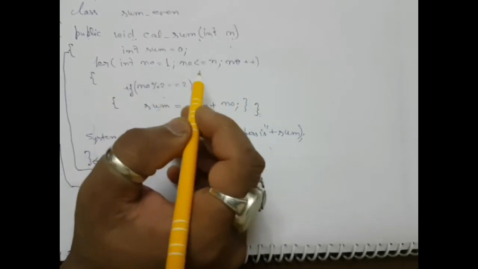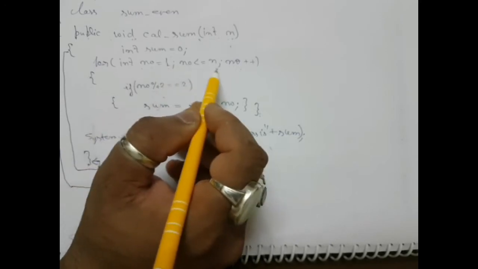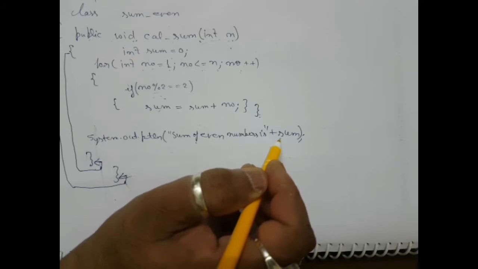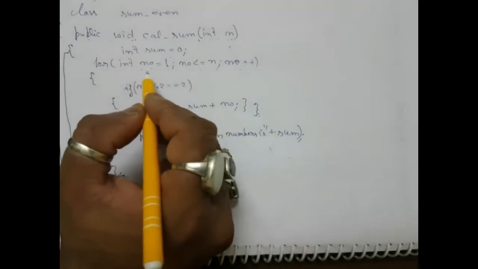And when this process is over, that means once I have finished checking all the numbers, then I print the sum of even numbers. Alright. Remember, initialization takes place just once.